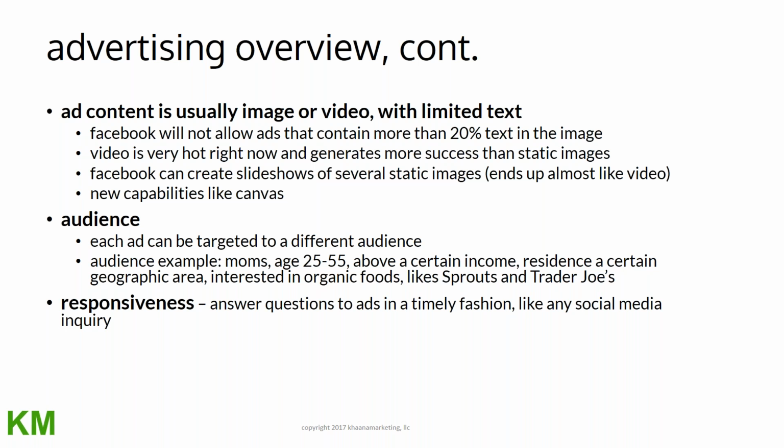They're above a certain income level. They reside in a certain geographic area, and they're interested in organic foods, but they also have expressed an interest in Sprouts and Trader Joe's. Now, that's kind of like a little profile of a potential customer there, and you can create and store these audiences in Facebook and reuse them whenever you want, so you don't have to recreate them every time.